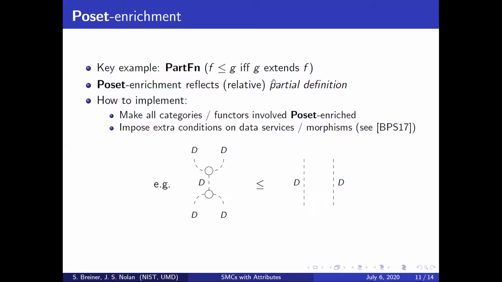And so in general, we can take this as a syntactic way to formalize the notion of partial definition of one morphism ending up producing valid results less often, or less than or equal to as often, as another. So we can implement this within our framework by making every category and functor involved into a Poset-enriched category, and by adding some extra conditions on the data services and morphisms involved.